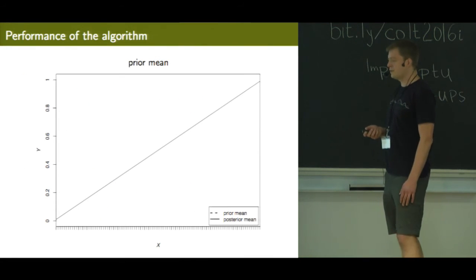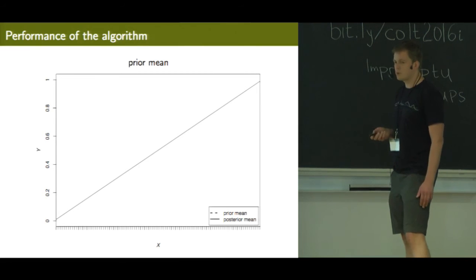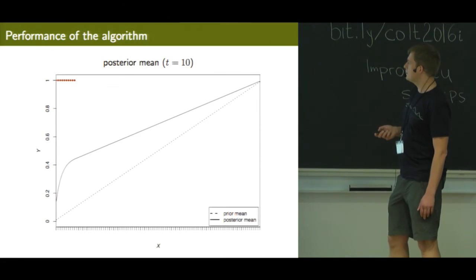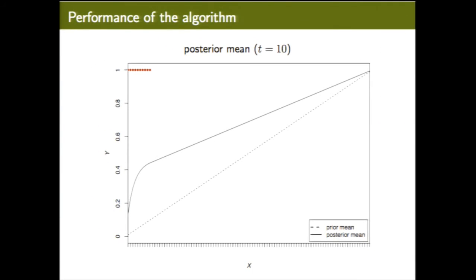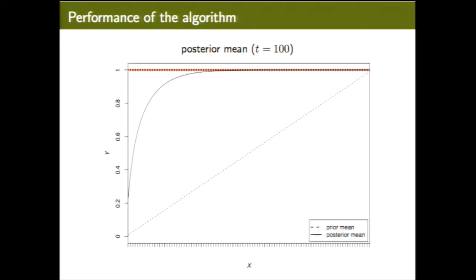Okay, so here is how our algorithm works on this problem. We see that, contrary to the previous case with uniform prior, the posterior actually concentrates quite quickly around value 1.